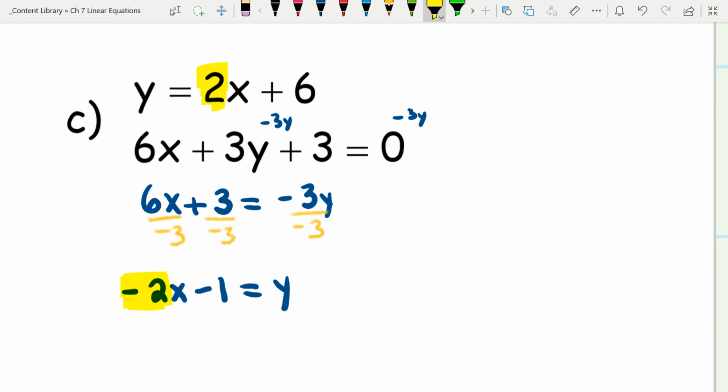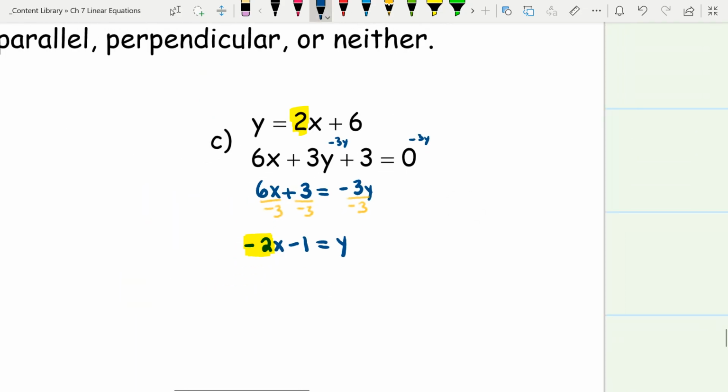Right, so I have a slope of 2 and I have a slope of negative 2. Okay. So they're not the same, right? Because I know they both have 2's, but one has a negative, so they're not parallel. And are they flips of each other? No. Because 2, if I flip it, is now half. So therefore, these would be neither.